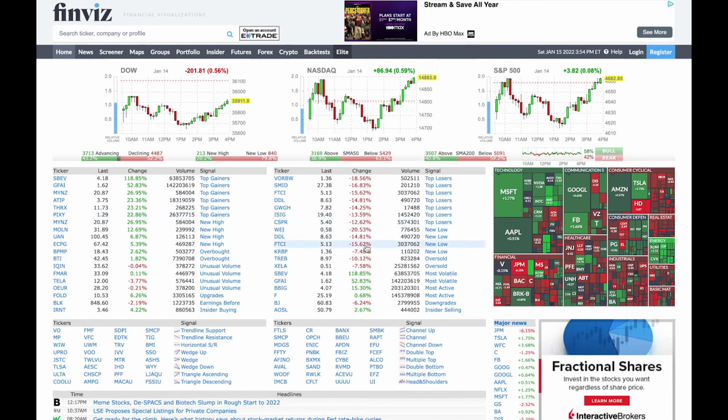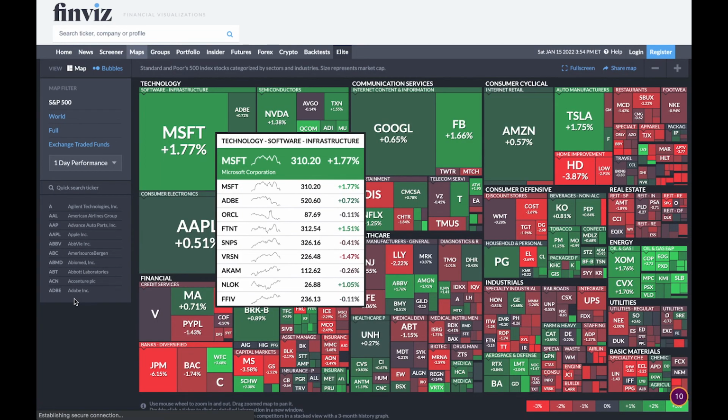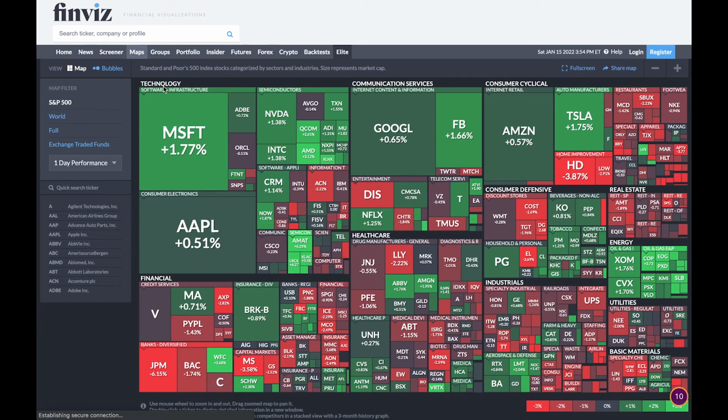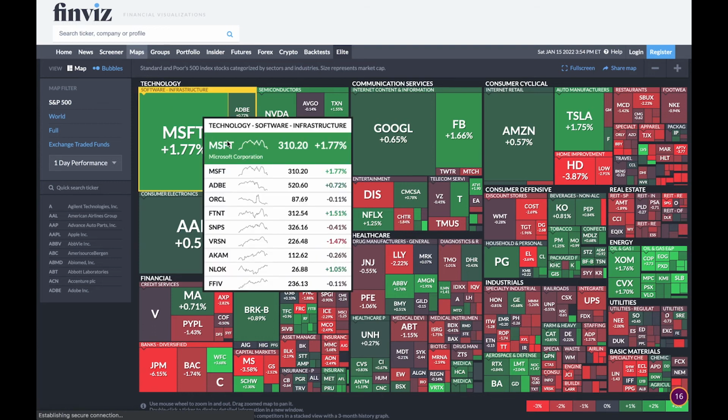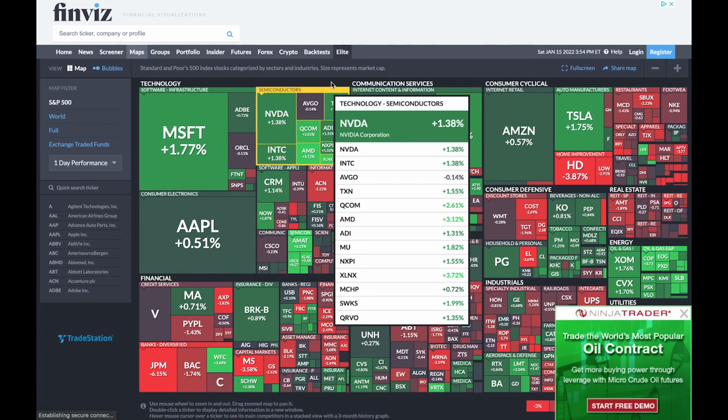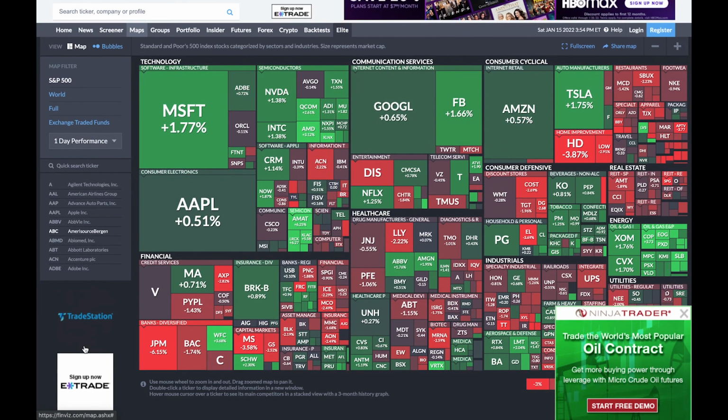It's sort of busy as soon as you enter the site, but you've got your three major indices up here. This is the heat map, or the sector map, that I was talking about. If I click over here on maps, you can see the technology sector, and in this technology sector a lot of it was green this past trading day. Semiconductors, communication, cyclical sector. So you can see all of these different sectors.